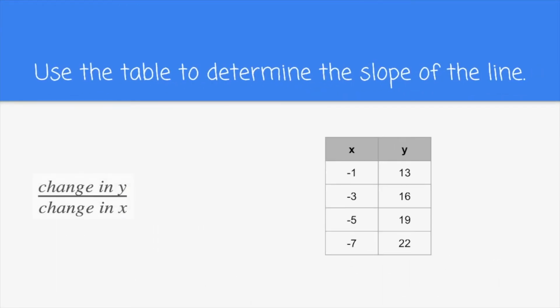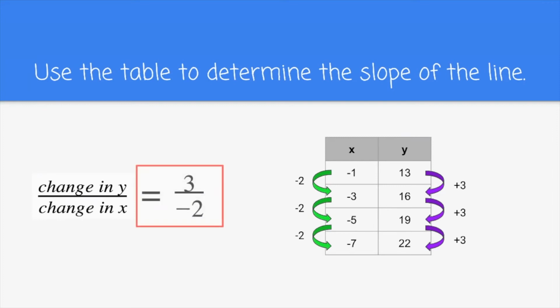Same thing in this example, I'm going to find my change in y over the change in x. If I look at my y values, you notice they increase by 3 each time. And if I look at my x values, they decrease by 2 each time. So I'm going to represent that using a -2. So plugging this into my slope formula, my slope is going to be -3/2 or 3 over -2.